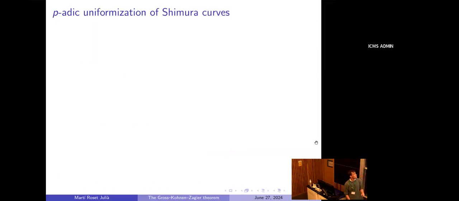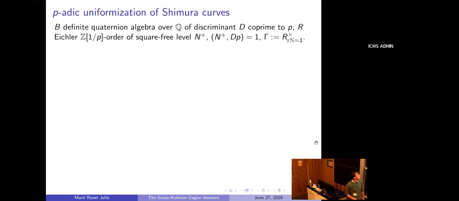So let's now introduce the geometric ingredients for this generalization. Here I'll be slightly faster because almost everything has been said by Mike. So we want to describe Shimura curves, but we'll directly describe them via their p-adic uniformization. For that, we need to take a definite quaternion algebra over Q of discriminant coprime to p.